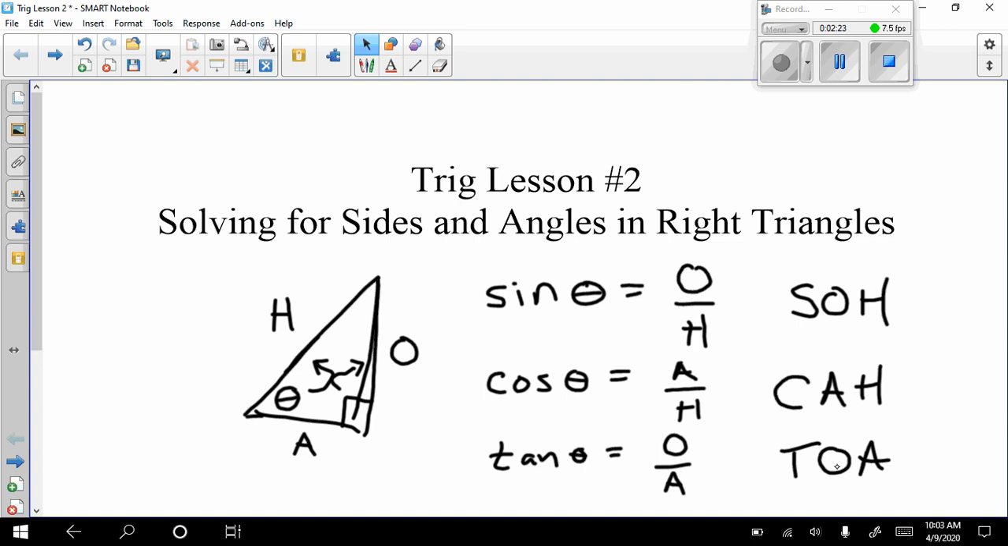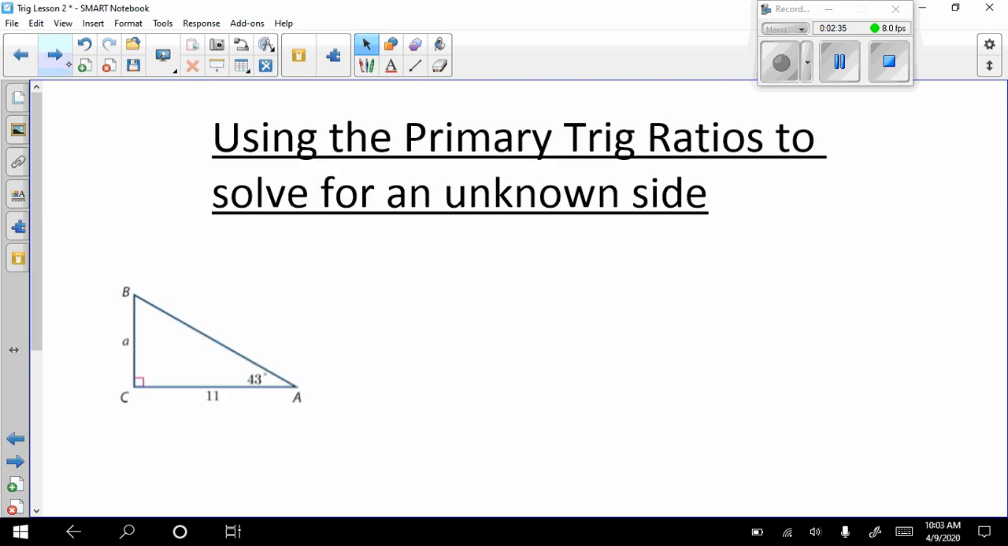And what we're going to do in today's lesson is learn more about how to apply those to solve for a missing side or a missing angle. And that's what we're going to be doing here. Okay, well, let's get started. So let's start by using our primary trig ratios to solve for an unknown side. And so I've given you an example of a triangle here.